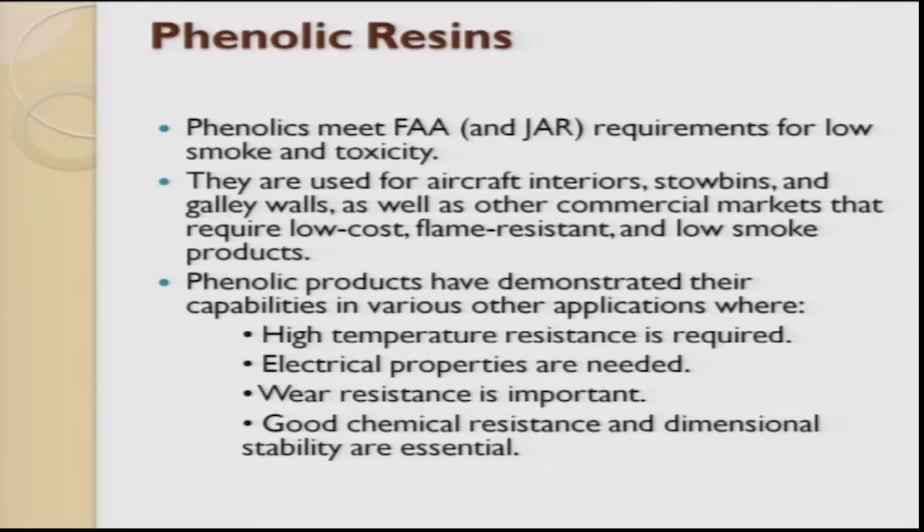Next is phenolic resin. Phenolic met FAA and JAR requirements for low smoke and toxicity. So the smoke content which gets evolved or the toxicity which is getting evolved as far as phenolic resin was concerned was very less. So FAA is an agency. They are used for aircraft interior, because you should understand, in an aircraft internally, if there is by accident a smoke getting evolved, if there is a lot of smoke, it chokes the passenger.